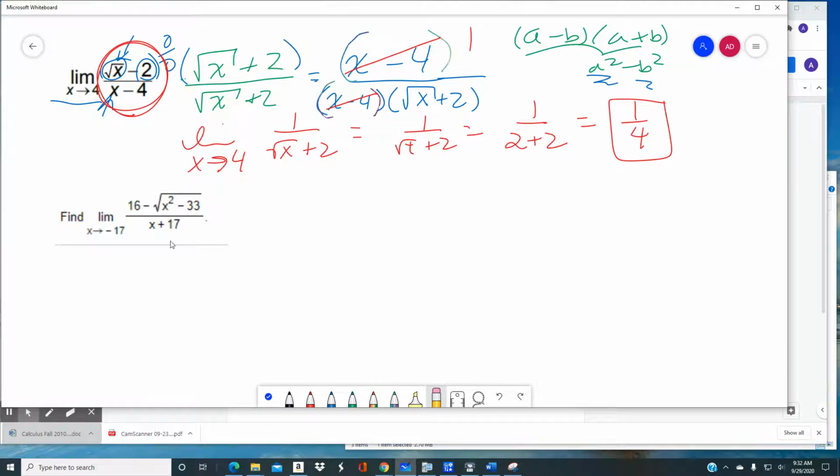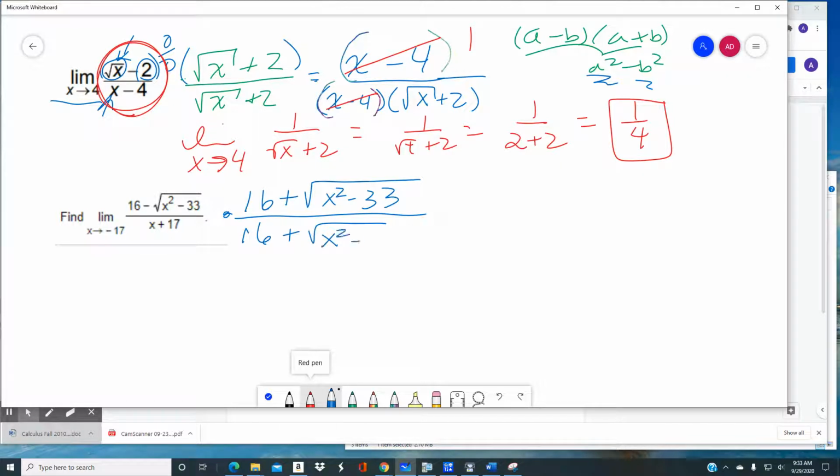And now let's look at this little limit. X goes to negative 17. Plug it in, right? You plug in negative 17, you get 0 in the numerator and 0 in the denominator, which means you need to do something. Again, this means you're going to be multiplying through by the conjugate. Now this one is going to get a little funny, but we can handle it. We're in calculus.